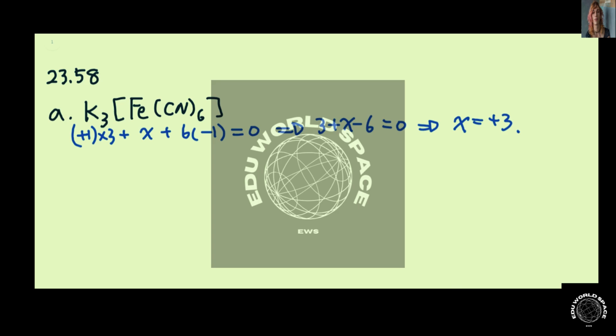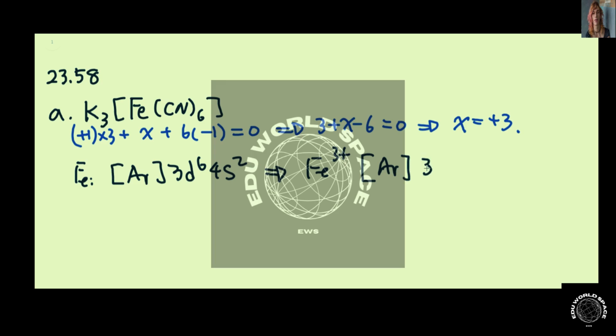So the electron configuration for iron was [Ar] 3d6 4s2. This is iron. So after it loses 3 electrons, iron 3 plus will have the electron configuration [Ar] 3d5. So the total number of valence d electrons is 5 right here.